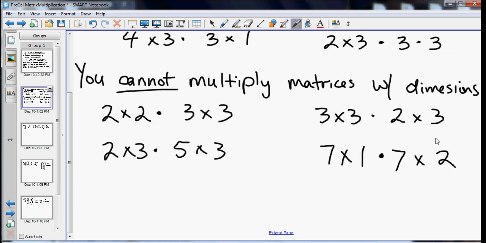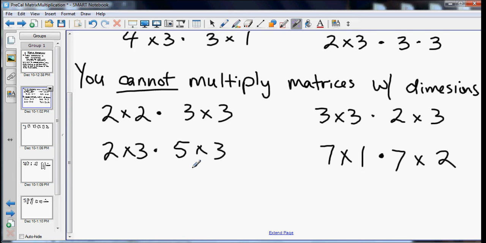We cannot, because it has to be the number of columns in the first one and the number of rows in the second one. By the way, 2 is rows, 3 is columns. Yeah, R then C. Rows then columns. I think when you see the examples, you'll understand what I mean. But ask again if it doesn't make sense why we can't when they don't match up.